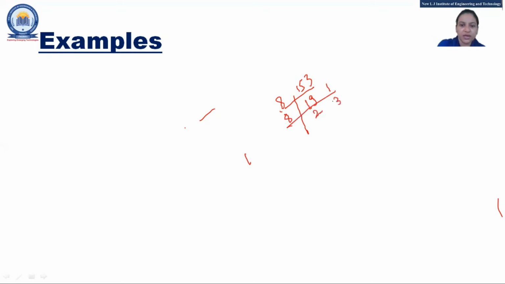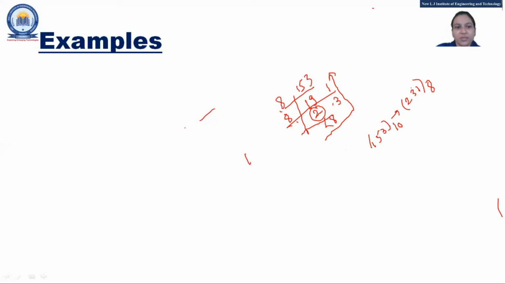Now, this 2 which is less than 8, we have to stop here. Now we have to go from this point to this. So for 153, which is our decimal number, we got the equivalent 231, that is in octal. So this is how we can get the binary equivalent and octal equivalent of a given decimal number.